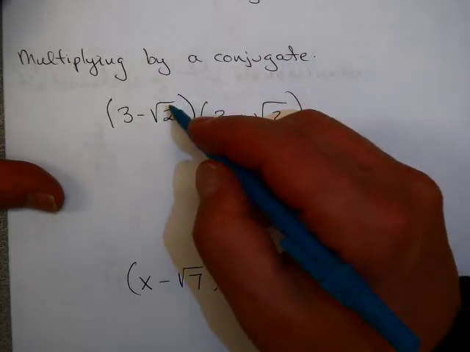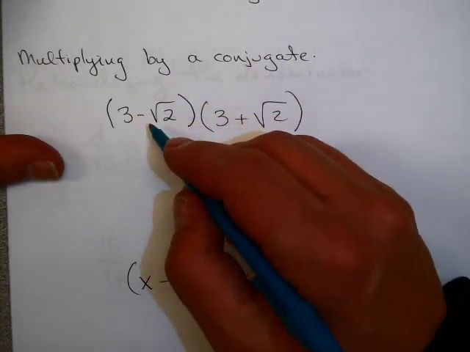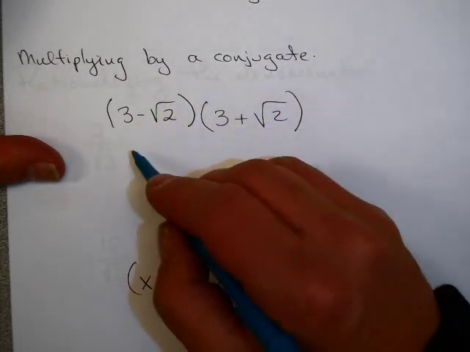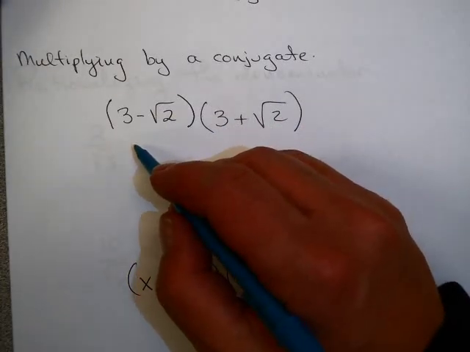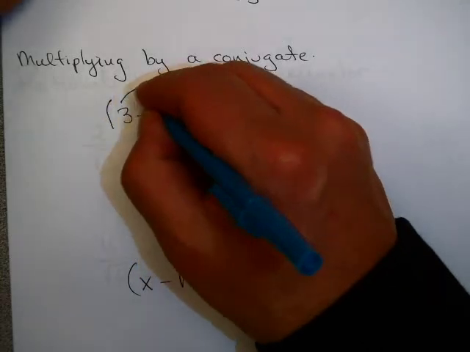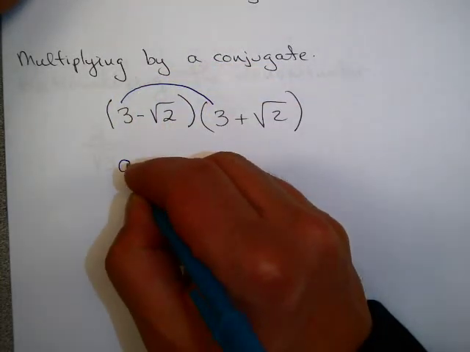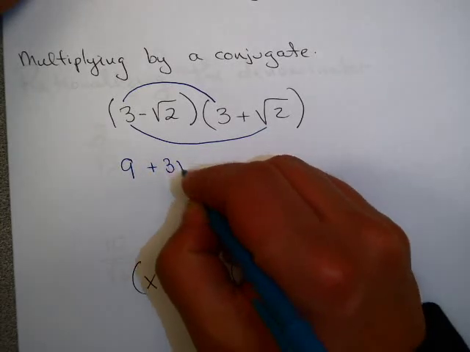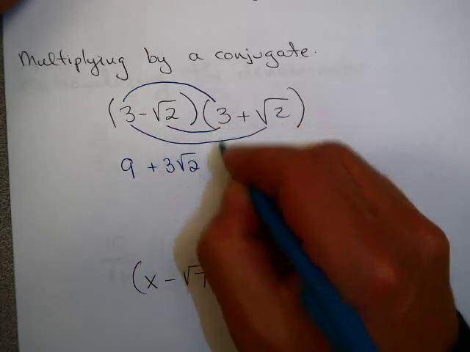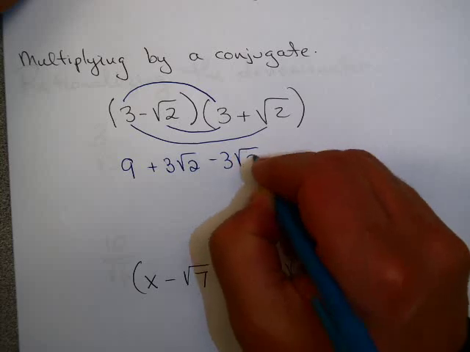We already saw in the first one. Let's see if you guys can do this one. Try to multiply this out by pausing the video and see what you get. Okay, I'm going to use my FOIL method again. 3 times 3 is 9. 3 times the square root of 2 right there. Minus 3 times the square root of 2.